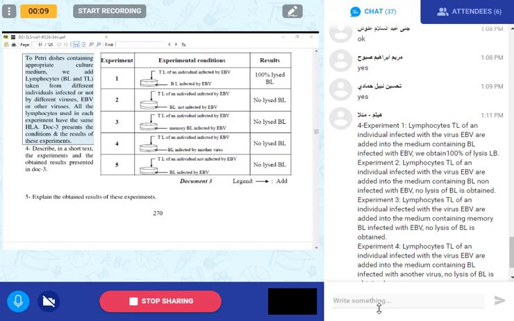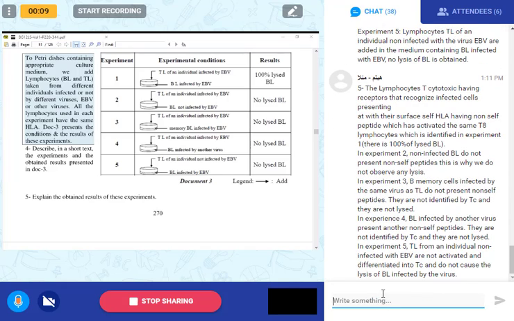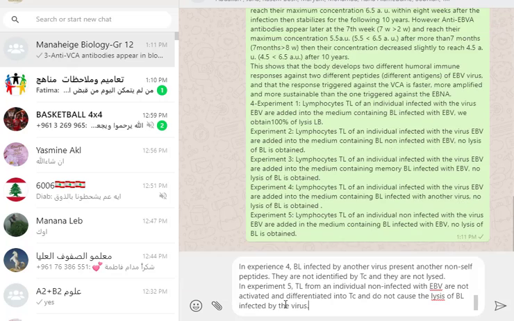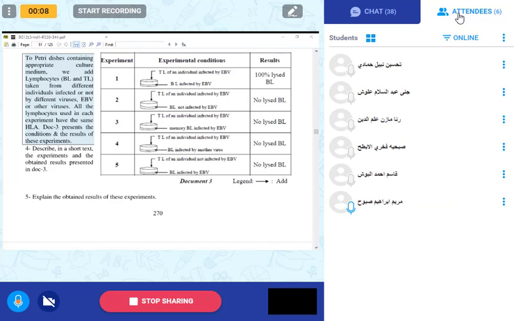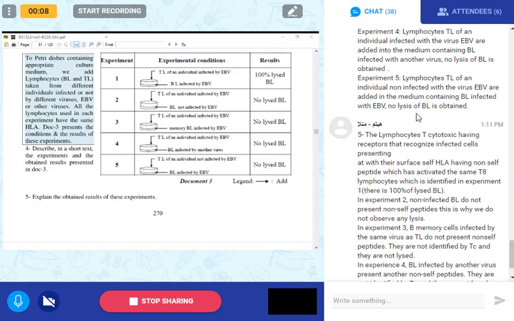Now I want someone to read the explanation calmly so we can go back and explain part by part. Come on, who can read the explanation for me? Come on, Maryam. The cytotoxic T lymphocytes have receptors that recognize infected cells presenting at the surface self HLA having non-self peptide, which has activated the same T8 lymphocytes, which is identified in experiment 1. There is 100% of lysed B lymphocytes.